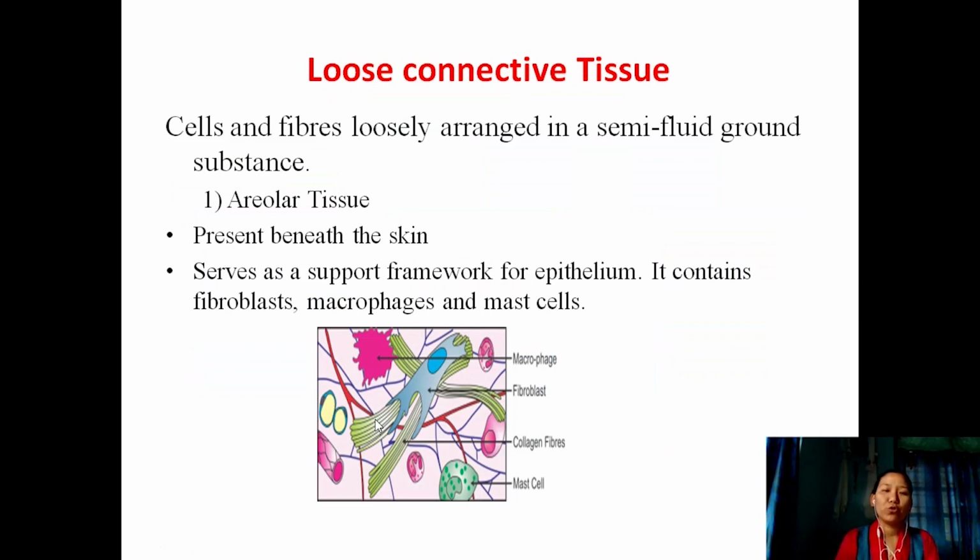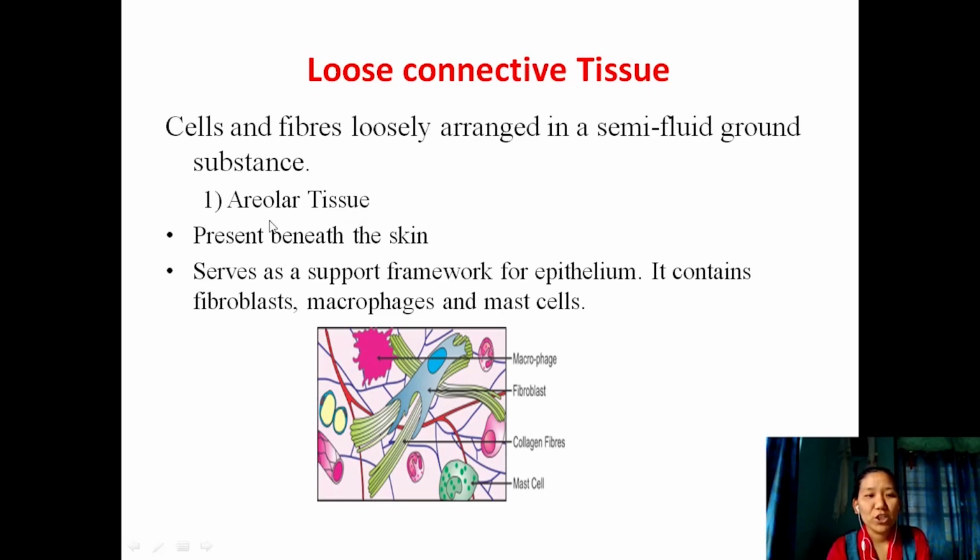Loose connective tissue, so the name itself suggests that the cells and the fibers are arranged loosely in a semi-fluid ground substance. They are loosely arranged in the matrix. Here in this picture, in the matrix, you find these cells which are loosely packed, loosely arranged. In loose connective tissue, there are two types.